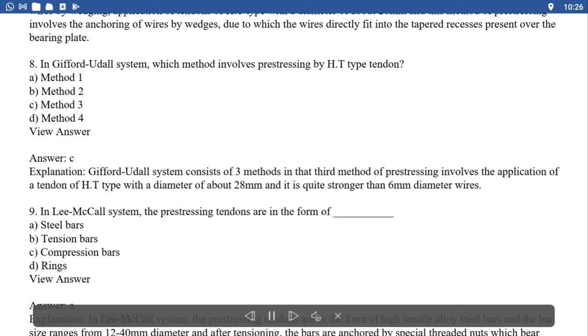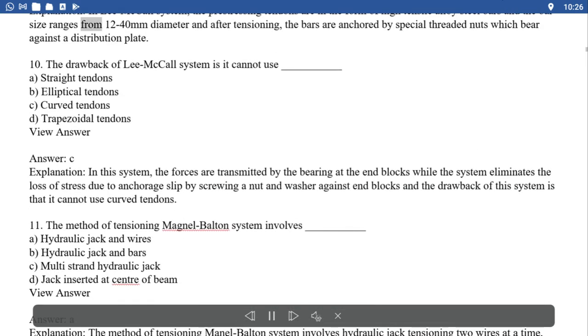Explanation. In the Lee-McCall system, the pre-stressing tendons are in the form of high-tensile alloy steel bars, and the bar size ranges from 12 to 40 mm diameter. After tensioning, the bars are anchored by special threaded nuts which bear against a distribution plate.